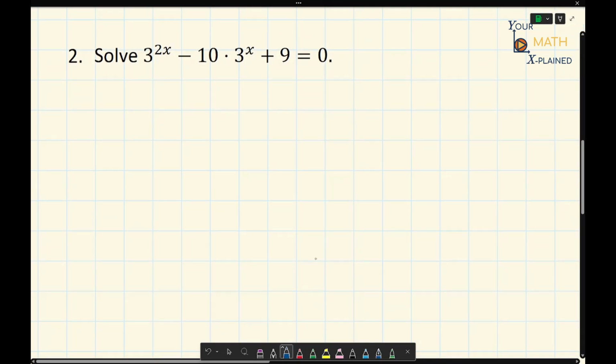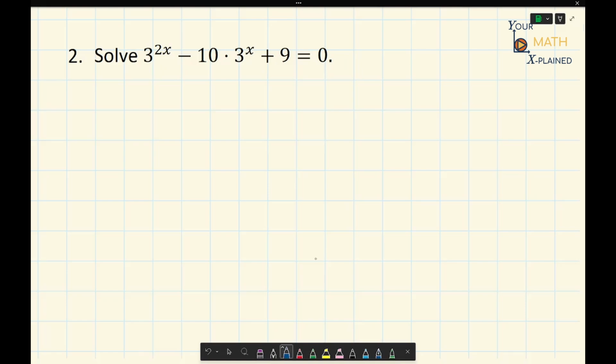Okay, moving on to the next problem. This one's a little bit more complicated. So we have multiple terms with an exponent. So the trick here is we're going to actually do a substitution. So we're going to let a be equal to 3 to the power of x. So now we can see that 3 to the power of 2x, that is just a squared. And then we have 10 times 3 to the power of x, which means this is 10a, plus 9 is equal to 0.